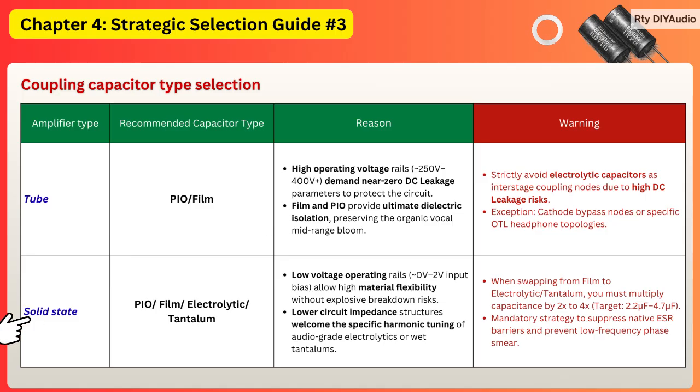For solid-state and integrated circuit topologies, the low-voltage operating rails allow maximum material flexibility. You can confidently deploy film, paper and oil, boutique electrolytics, or wet tantalums to exploit their specific low-impedance harmonic textures. However, be warned, if you swap from a standard factory film package to an electrolytic or tantalum structure, you must multiply the capacitance value by 2 to 4 times to suppress native ESR barriers and fully eliminate low-frequency phase distortion.